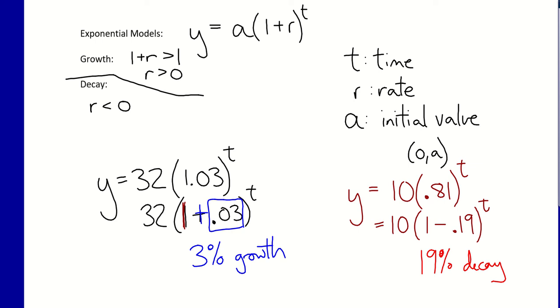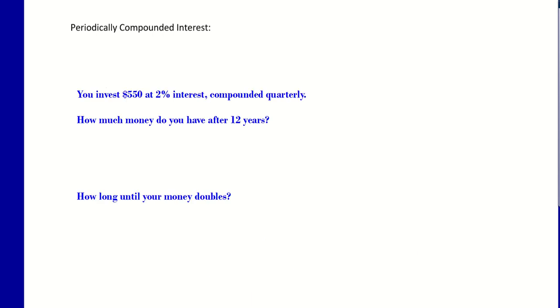Those models you might see, generally you'll see these for population, or this is also the model for simple annual interest. The last model that we have to look at today is for periodically compounded interest. So compounding interest means that we're going to take all of the money that is in the interest bucket and actually add it into your account.